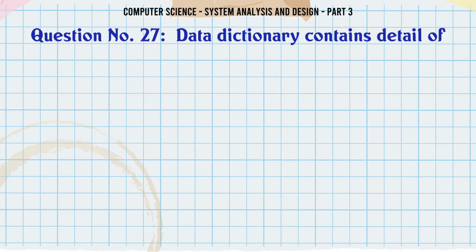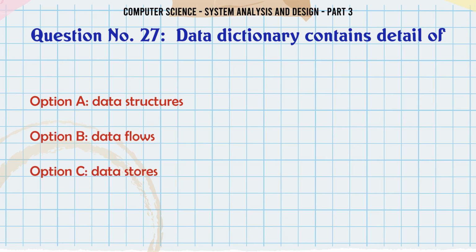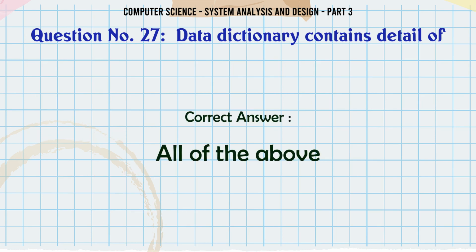Data dictionary contains detail of A. Data structures. B. Data flows. C. Data stores. D. All of the above. The correct answer is all of the above.